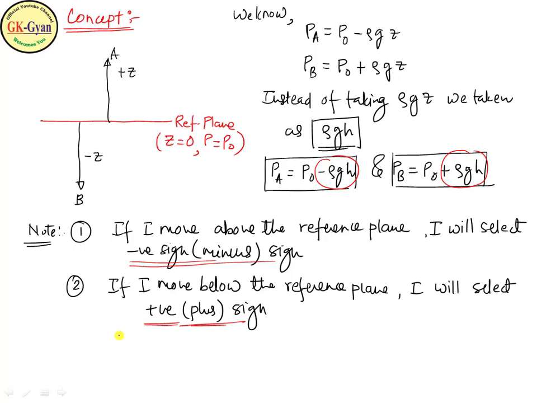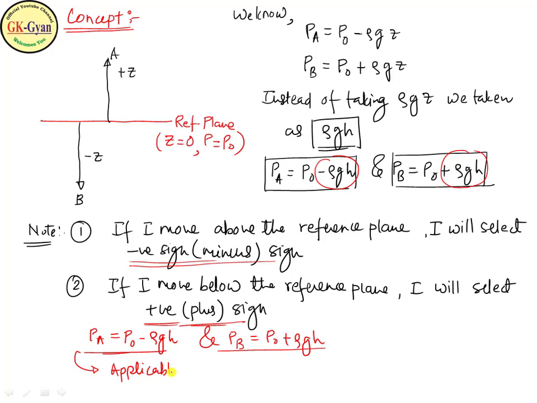And here note down all these values we find: PA equals P0 minus rho GH from the above diagram, and PB equals P0 plus rho GH. All these values are found by assuming the density is constant. So these formulae are applicable only when density rho is constant, that is, for an incompressible fluid.